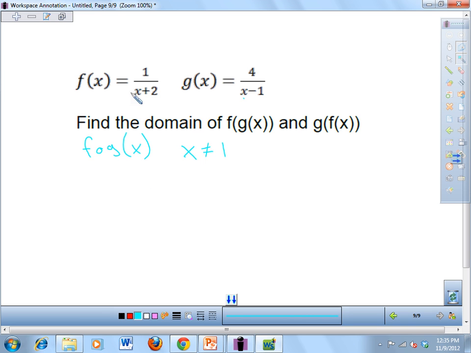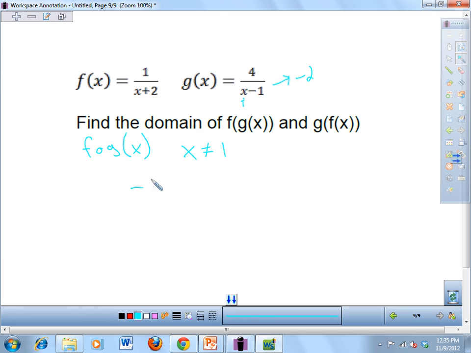Not negative 2. It's the number that I plug in here to get out negative 2, because what I'm going to do is take that number and plug it in here. So, is it negative 7? Well, no. What you have to do is say what value for g of x is going to make f of x undefined. So what value of x is going to make this negative 2?